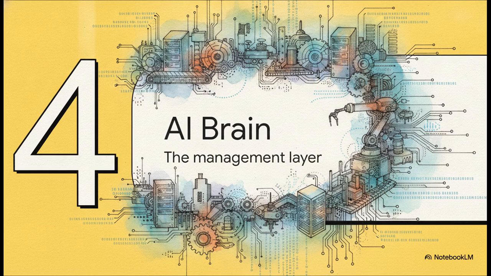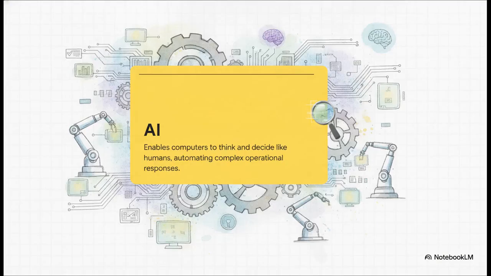Which brings us to part 4, the artificial intelligence brain. So a factory running this fast generates a ton of complexity, meaning we need a really smart management layer. Artificial intelligence enables computers to basically think and decide like humans. In the context of our digital factory, this is the overarching intelligence that can parse massive amounts of inputs and automate responses. It makes our business operations exponentially more intelligent and proactive, rather than just reactive.